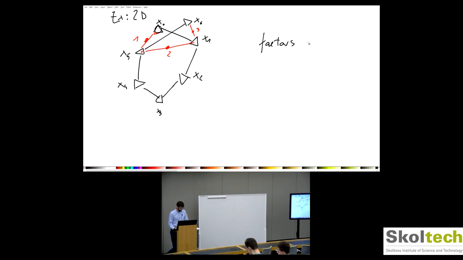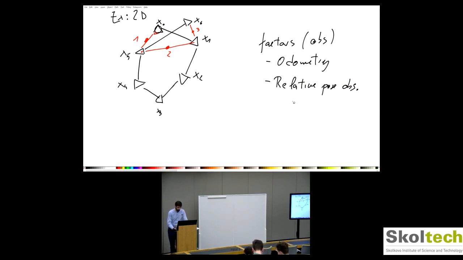So factors, which are our observations, right? What we have is odometry factors. This is almost always going to be with us. And then what we have is, by whatever observation function it is, relative pose observations. This is also known as loop closure, right?